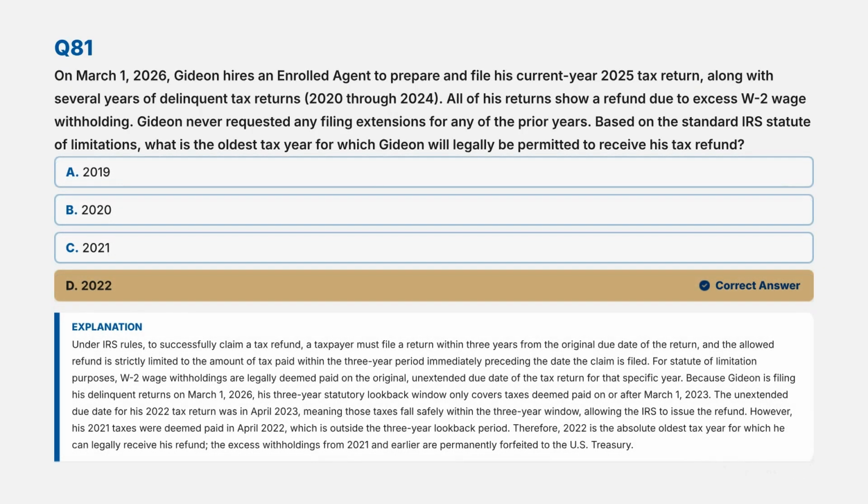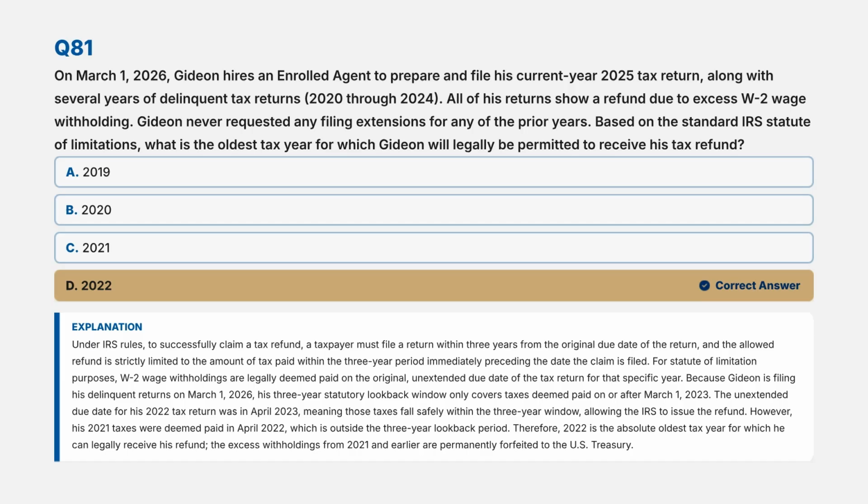The correct answer is D 2022. Under IRS rules, to successfully claim a tax refund, a taxpayer must file a return within 3 years from the original due date of the return, and the allowed refund is strictly limited to the amount of tax paid within the 3-year period immediately preceding the date the claim is filed.